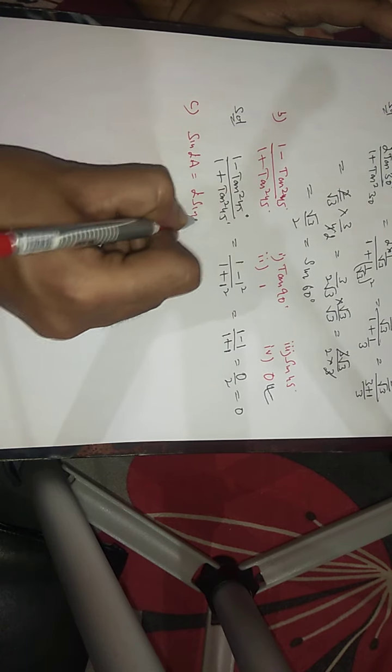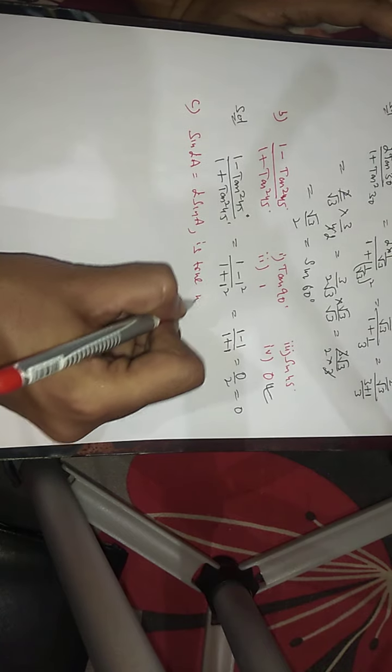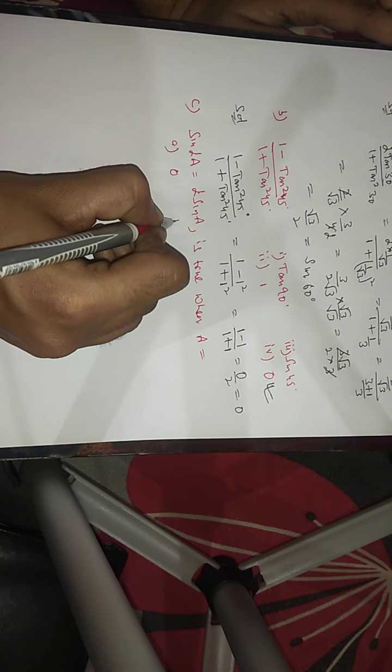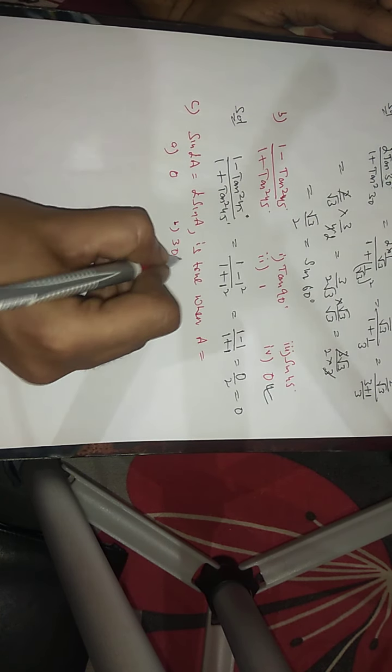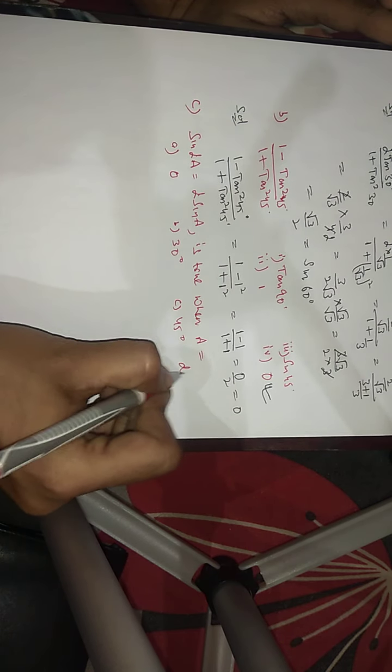Now let's move towards part number C, the third part of this question. This is: sin 2a is equal to 2 sin a is true when a is equal to, and the options we are given here are 0, 30 degree, 45 degree and 60 degree. So now let's move towards it.